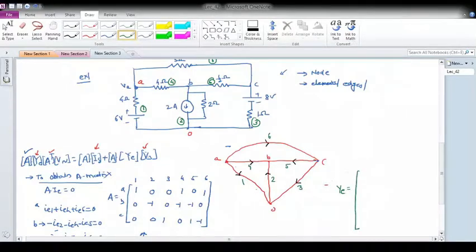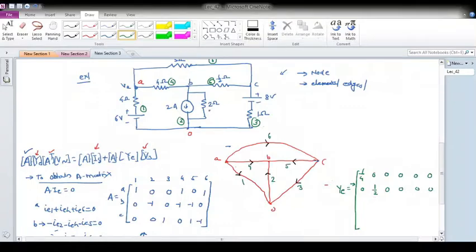So Y E1. Y E1 means one branch, how much is it? 4. So the admittance of it will be 1 by 4, right? So this will be 1 by 4, all others are 0. Then for the next row, what is it for the second element? It is a 2 ohm resistor.